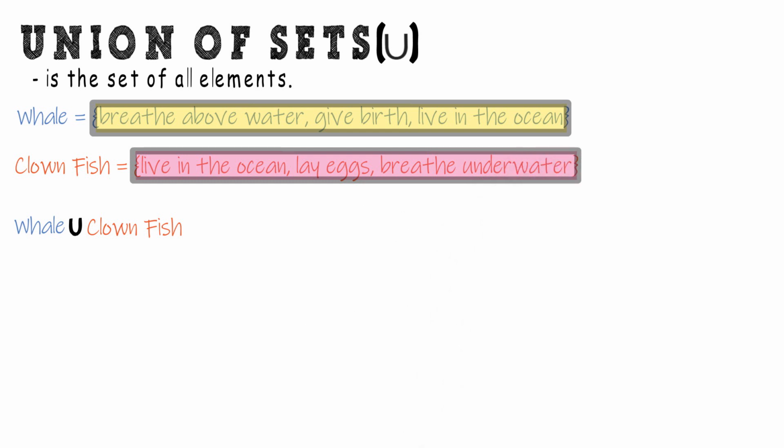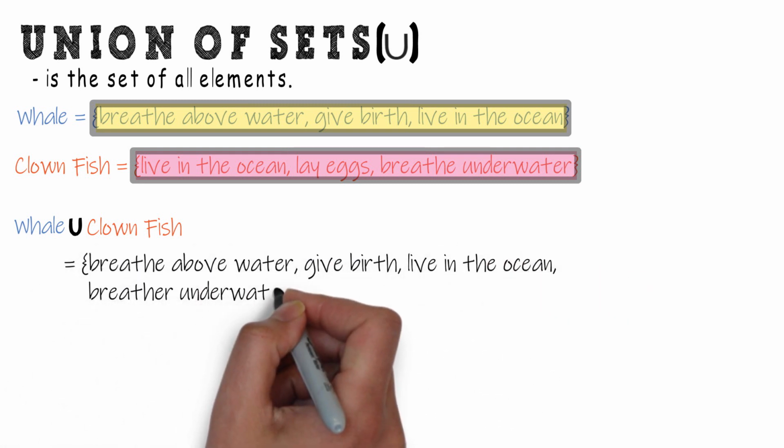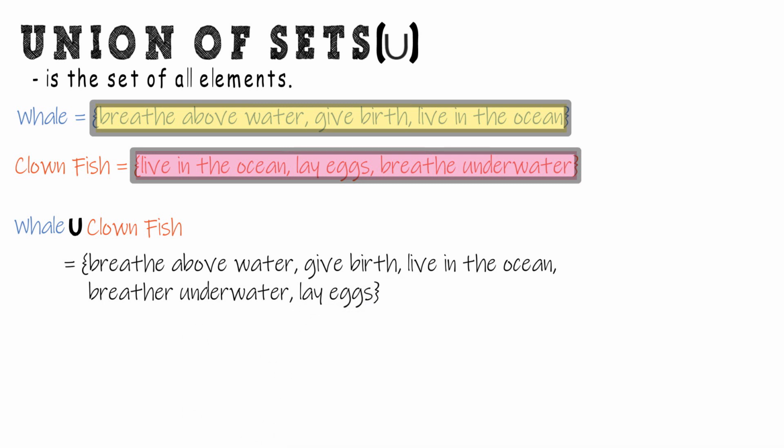So you could notice they have a common element which is live in the ocean, and upon having its union, we would just simply write it once. Therefore, the union of whale and clownfish would be breathe above water, give birth, live in the ocean, breathe underwater, and lay eggs.